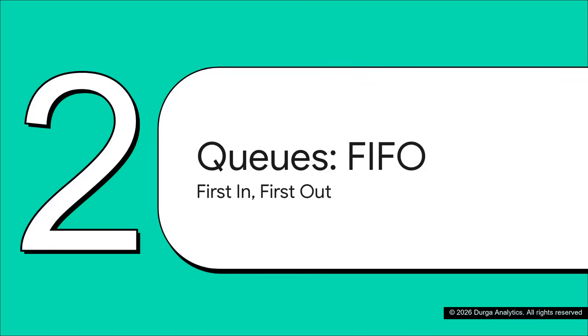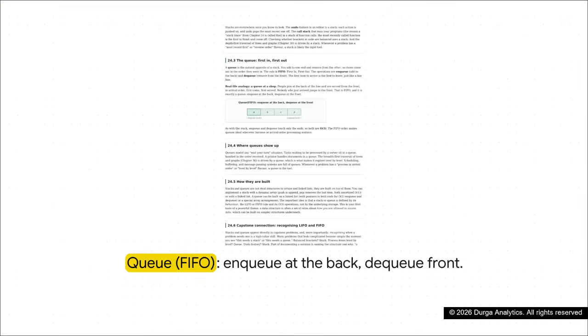Moving right along, let's check out Section 2, Queues, first in, first out. So if you totally get the stack, grasping the queue is super easy. You basically just flip the script. Instead of a stack of plates, think of a fair line at a retail checkout. A queue enforces a first-in, first-out rule, or FIFO.